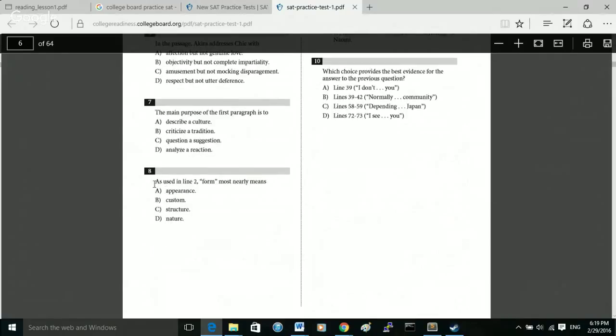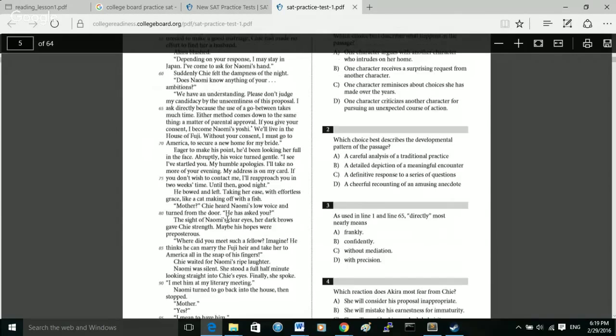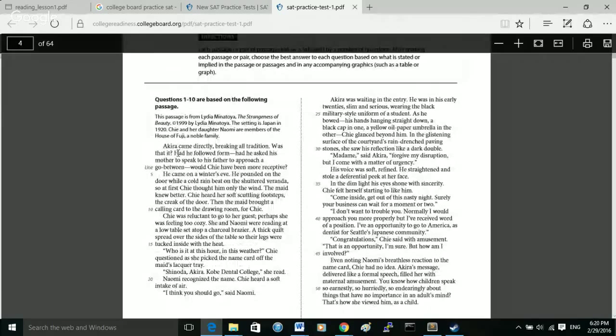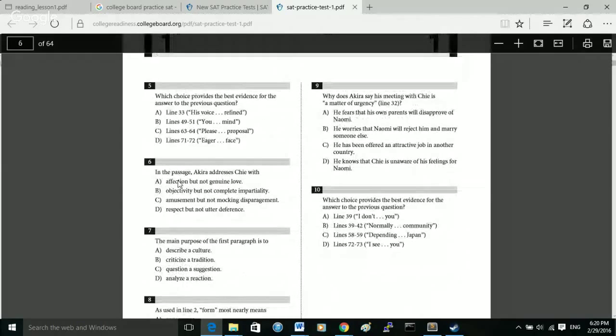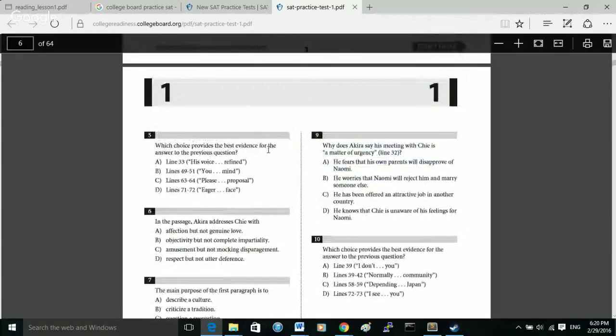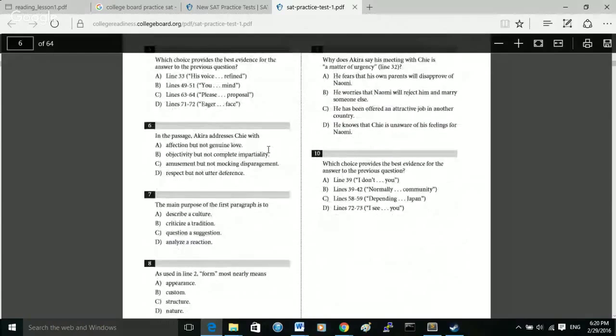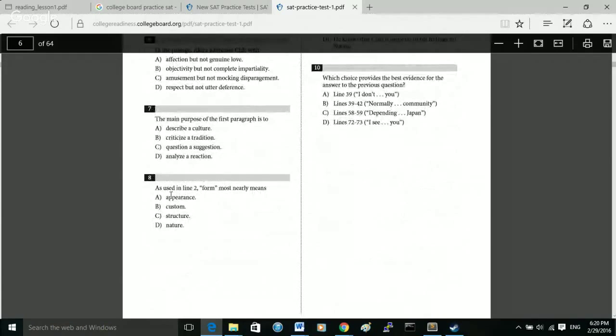Okay, question 8. As used in line 2, form most nearly means. Let's look back at line 2. Had he followed form? Had he asked his mother to speak to his father to approach a go-between? So before we even look at the answer choices, we can already see that form most nearly means some type of procedure that they follow, and we'll look for an answer choice that most matches that.